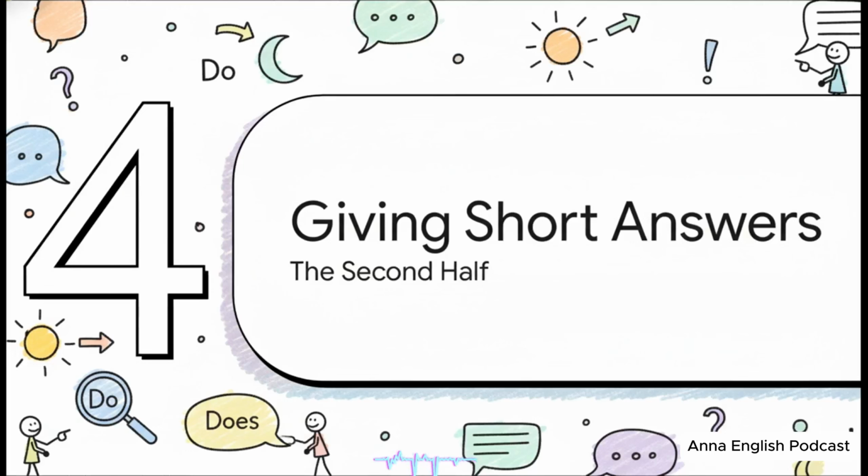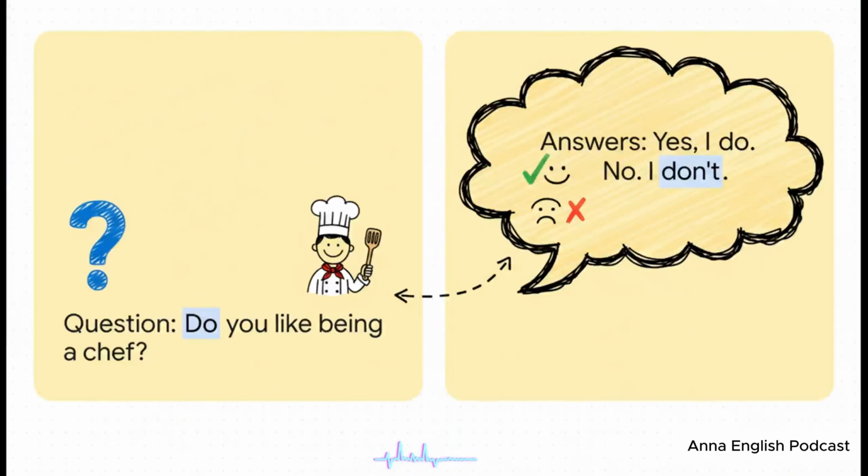So asking the question is one part of the conversation. Now let's talk about the other part. How to give those short, natural-sounding answers. And this is another super easy pattern to remember. If the question starts with do, your short answer is going to end with do or don't. So if someone asks, do you like being a chef? You can say, yes, I do, or no, I don't. You're just matching the word.